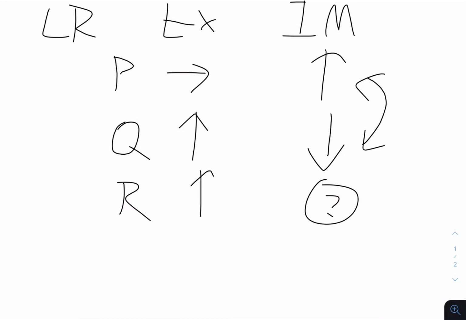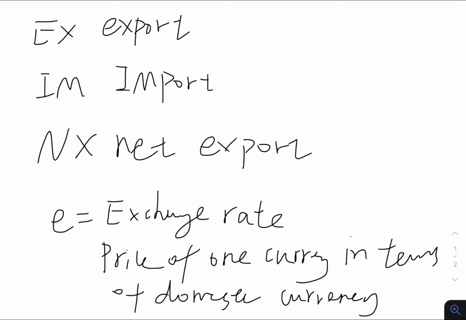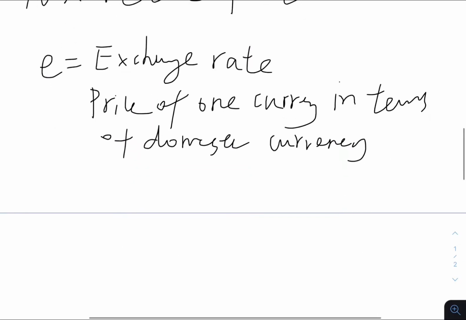So now let's try to prove this Marshall-Lerner condition in a mathematical way. These are the abbreviations: export, import, net export, and E is the exchange rate. I have to stress that the exchange rate here means the price of one currency in terms of domestic currency. Firstly, we all know that net export equals export minus import, and then we use a derivative.